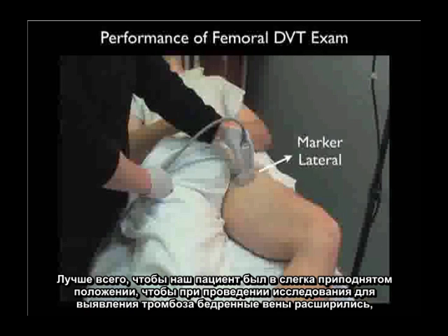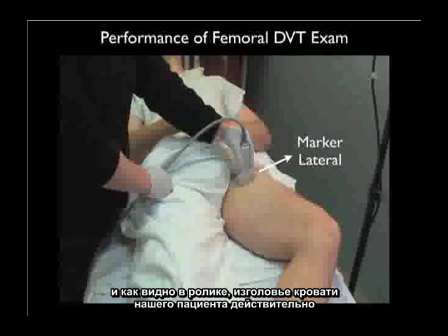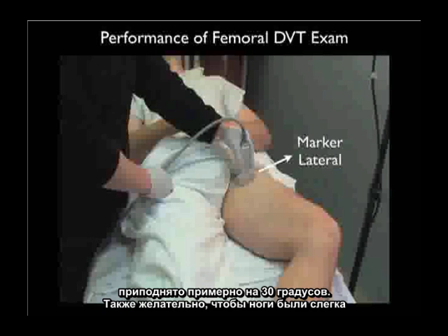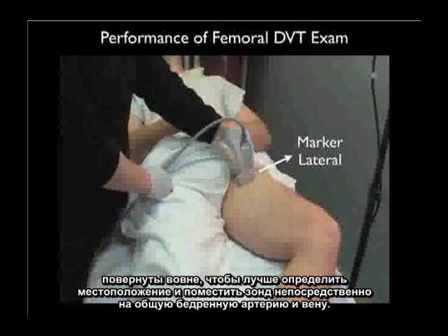It's best to position our patient slightly upright to distend the femoral vessels for the DVT exam, and as shown in this video, we actually had the patient with the head of the bed up about 30 degrees. We also want to have the leg slightly externally rotated to best orient so that we can place the probe directly over the common femoral artery and vein.